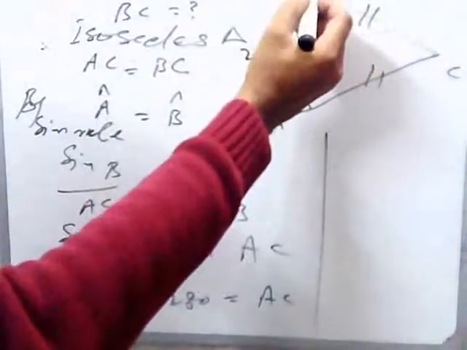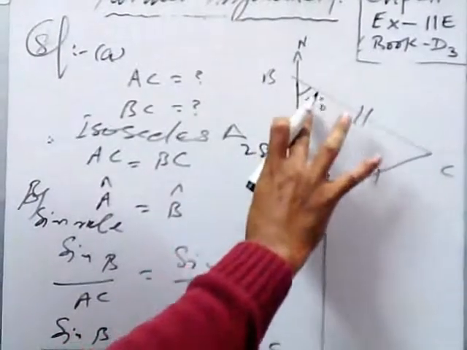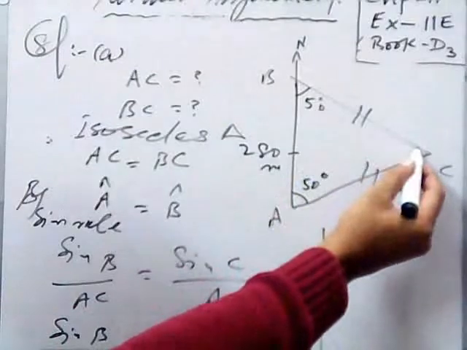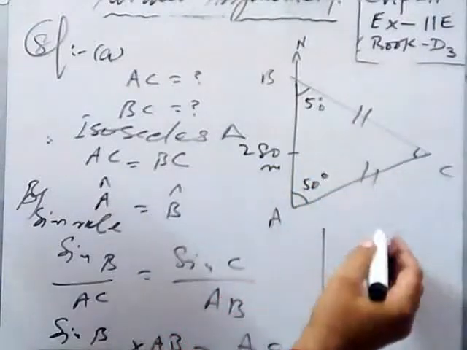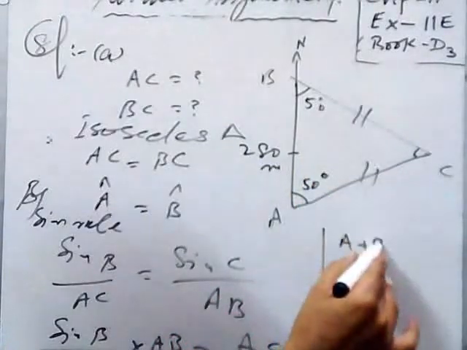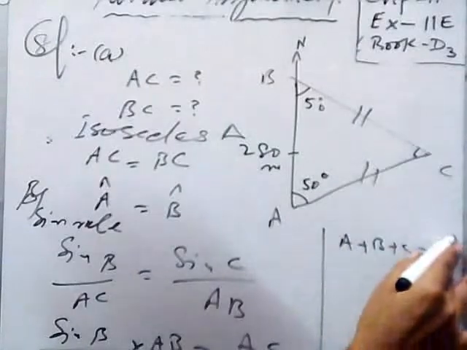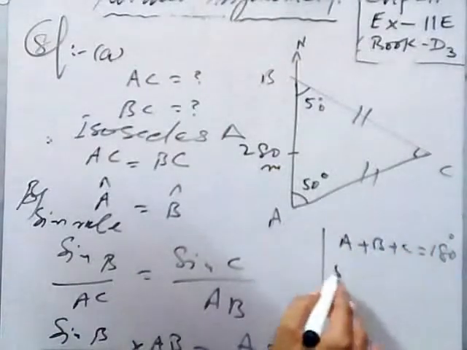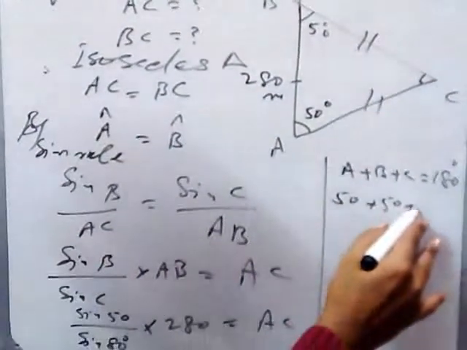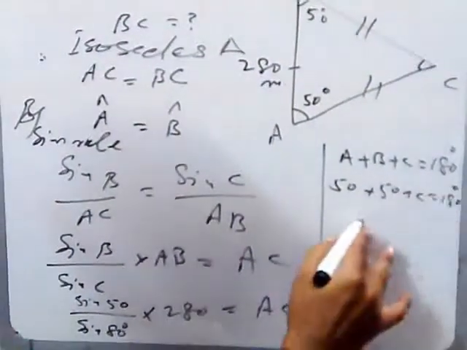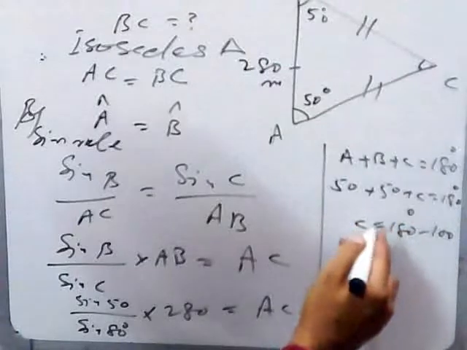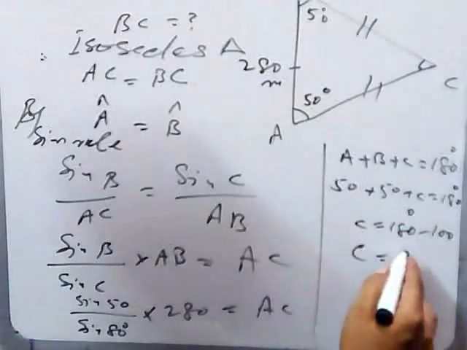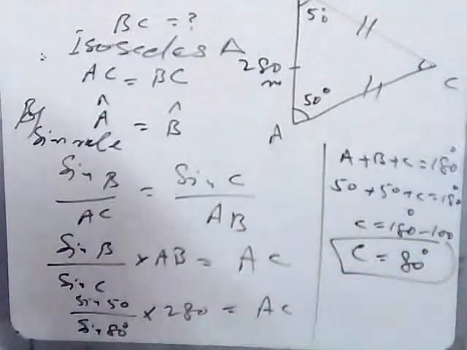In an isosceles triangle, the base angles are congruent, so it is also 50 degrees, but we don't have C. Then by using the sum of interior angles being 180, A plus B plus C equals 180 degrees, so 50 plus 50 plus C equals 180. So C is 180 minus 100. You will get the value of 80 degrees, so C is 80, and we have put it here.